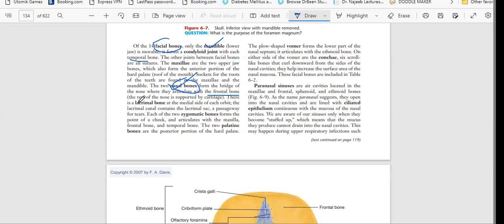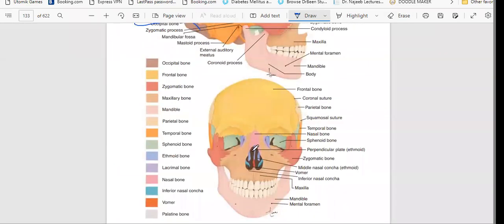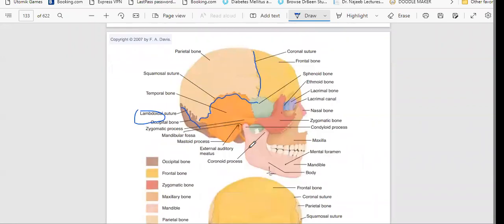We have to remember that there is a lacrimal bone at the medial side of each orbit. The lacrimal canal contains the lacrimal sac. This is the nasal area. This is the nasal bone. We also have the lacrimal bone. In this area we have the lacrimal bone. You can see here, this is the lacrimal bone. In that we have the lacrimal canal. The lacrimal gland is also there, which secretes lacrima.